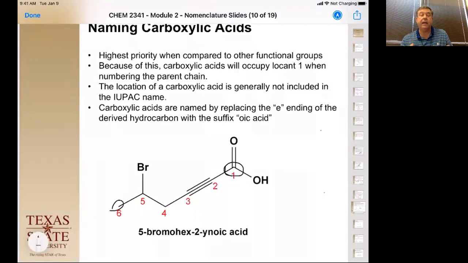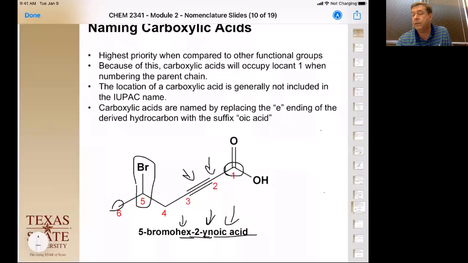But we have the double bond. So that means we have to drop the "an" and add "en". But we have to locate it. So it's first on the number 2 carbon. So that's how we have 2-ene-oic acid, hex-2-ene-oic acid. Okay, and then bromine is the substituent here on the 5 carbon. So we end up with 5-bromo-hex-2-ene-oic acid. Okay. So infix, suffix, prefix, substituent every single time.